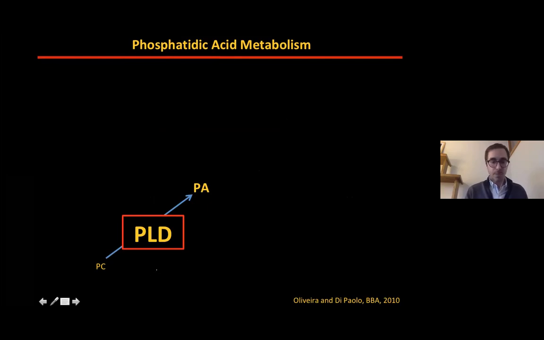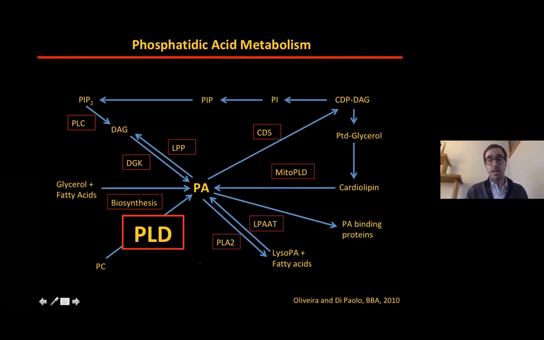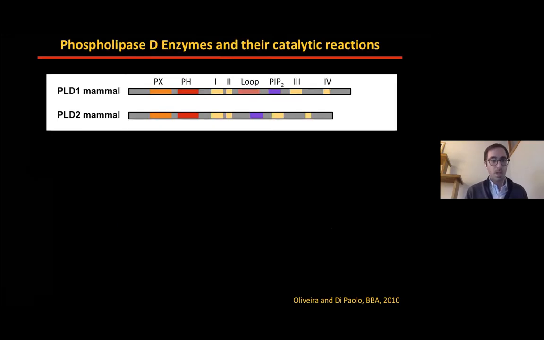And PLD is one of the main sources of phosphatidic acid. And phosphatidic acid is at the center of a very complex lipid network. In mammals, there are two main PLD isoenzymes, PLD1 and PLD2, that structurally differ by the presence of a loop region in PLD1.